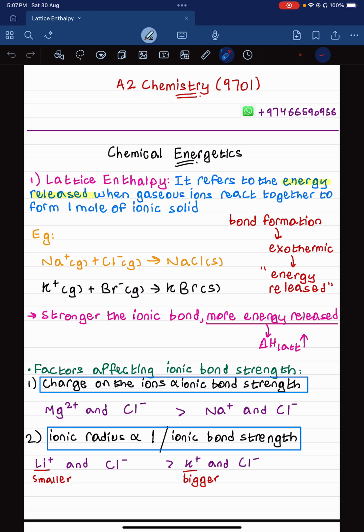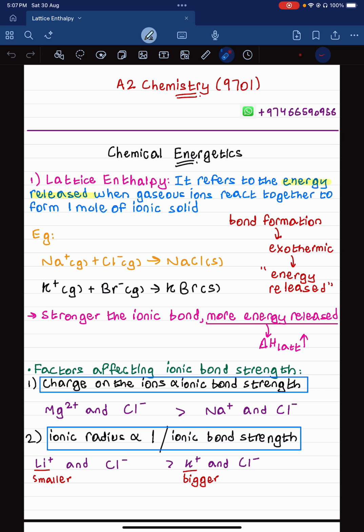Now, it goes without saying that the stronger the ionic bond is, the greater the amount of energy released, because bond forming is a process which releases energy. We know that from AS level that bond forming is exothermic, so energy is released. So the stronger a bond is formed, the greater the amount of energy is released. And the energy which is released is simply called lattice enthalpy.